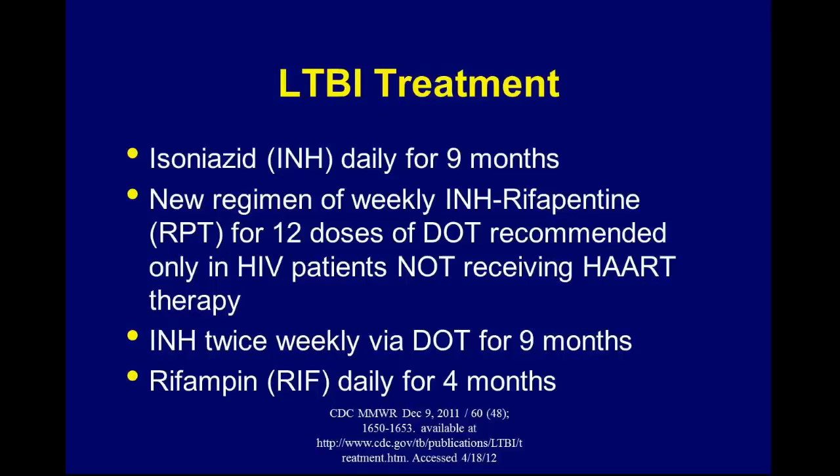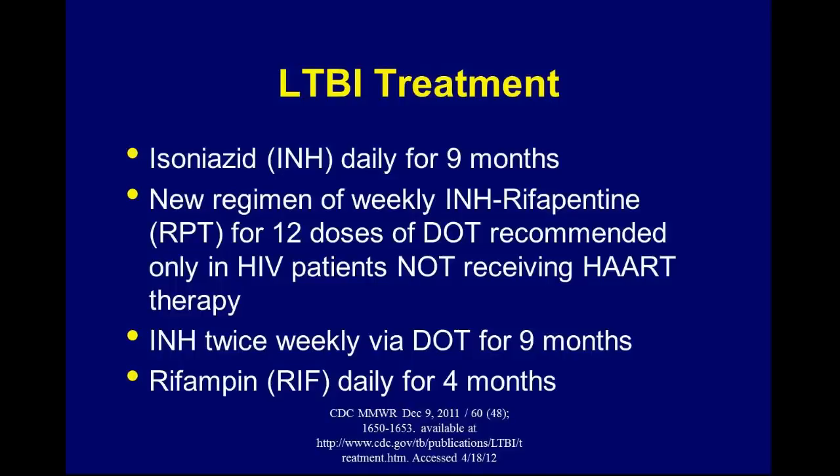So the patients who are off therapy can still get it, but if they are on therapy, INH daily for 9 months is recommended. There's also INH twice a week for 9 months, but it has to be directly observed therapy. If patients have problems with INH and are unable to take it, the second line treatment is rifampicin. It's daily for 4 months. It's not recommended as the first line because of the side effects.